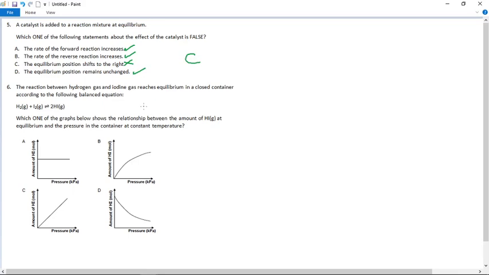Now, question 6. The reaction between hydrogen gas and iodine gas reaches equilibrium in a closed container according to the following balanced equation. Which one of the graphs below shows the relationship between the amount of hydrogen iodide gas at equilibrium and the pressure in the container at constant temperature?